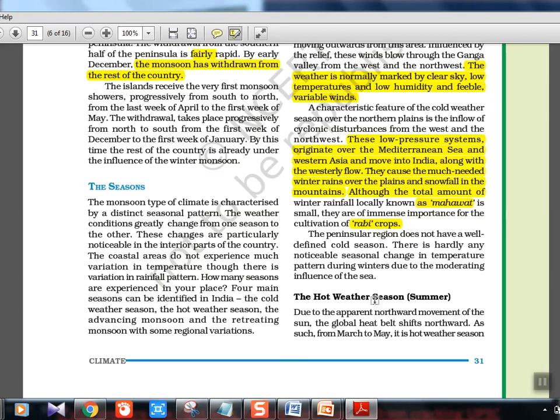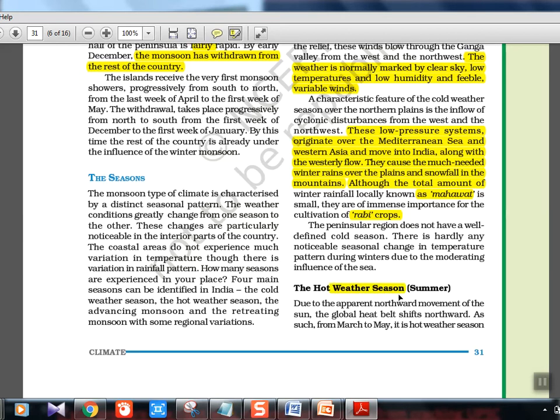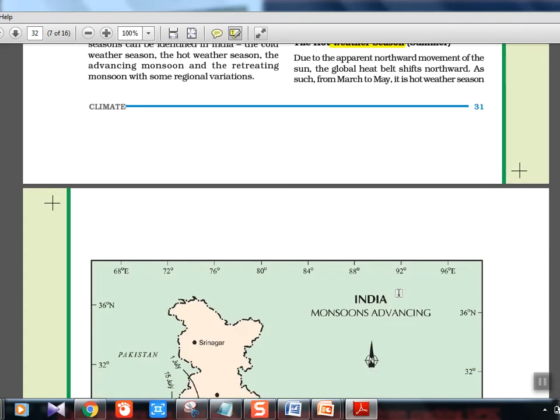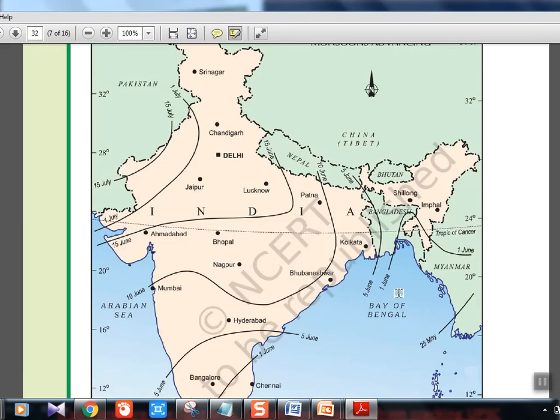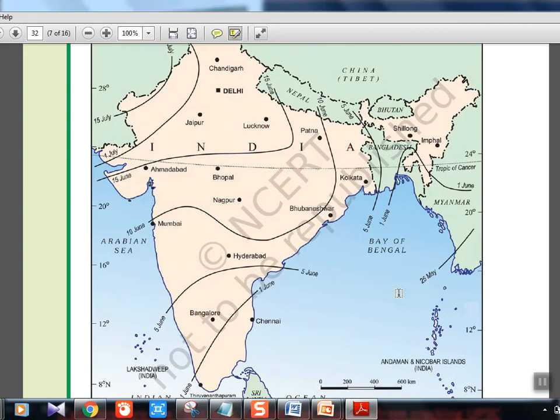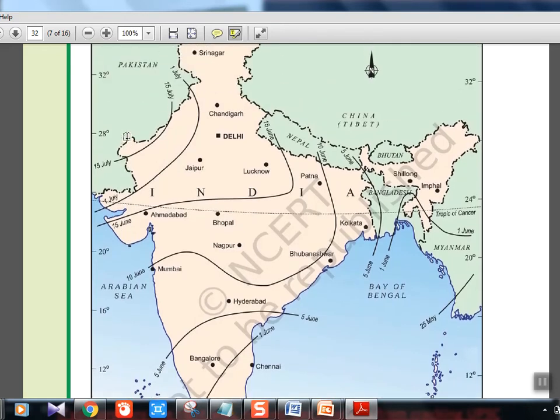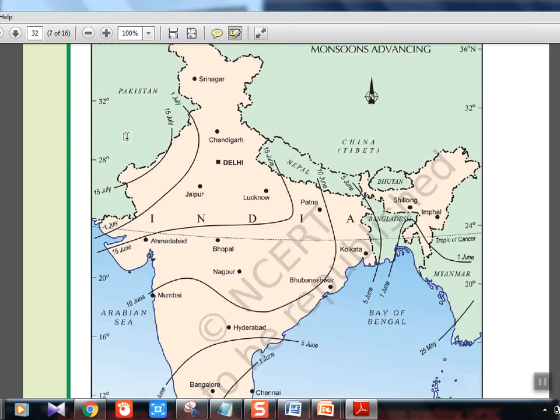Then, okay, now we see hot weather. Hot weather again due to apparent northward movement of the sun. That all we know. March to May. Okay, now these pictures will tell you that whole story what we read. Okay, with the date they have given. If you see, June 1 Kerala coast, June 5 Karnataka, June 10 Mumbai, 15th June Gujarat, then 1st July it is again north of Gujarat and Rajasthan, 15th July it will again Rajasthan, Pakistan area. So this is how it is advancing monsoon.